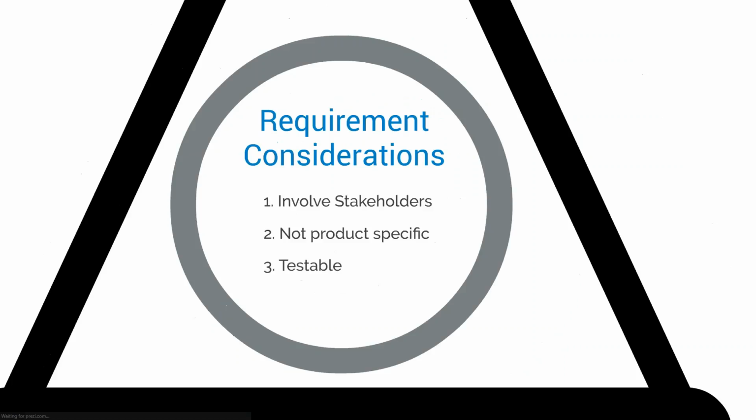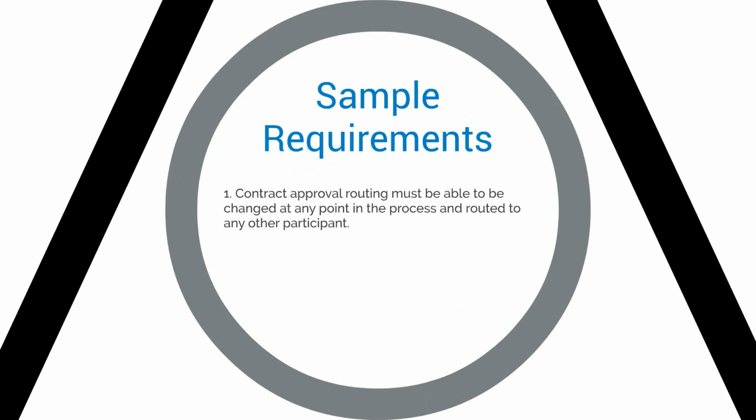So let's take a look at a sample requirement. Here are a couple of sample requirements that are general enough that they don't necessarily define how we're going to actually build the solution, but specific enough that they can be tested. We're going with the contracts process again. For our sample requirement, the first one is: contract approval routing must be able to be changed at any point in the process and routed to any other participant.